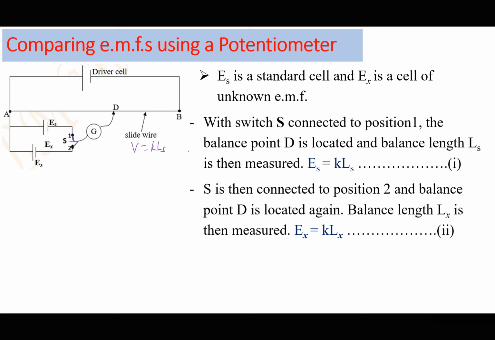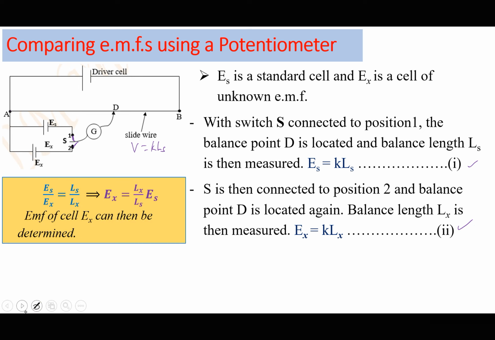If I combine the first and the second equation, then Es over Ex is the same as Ls over Lx. In other words, the ratio of the EMFs is equal to the ratio of the balance lengths. So any unknown EMF can be calculated if we know that the ratio of the EMFs is equal to the ratio of the balance lengths.